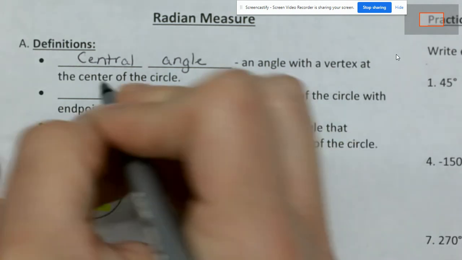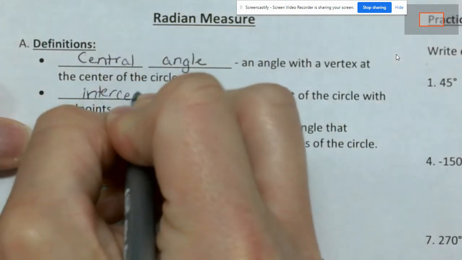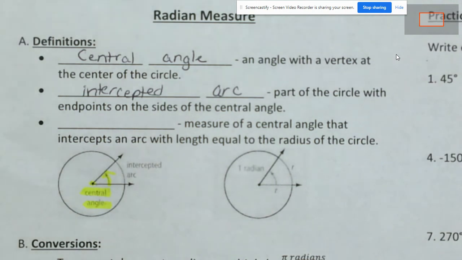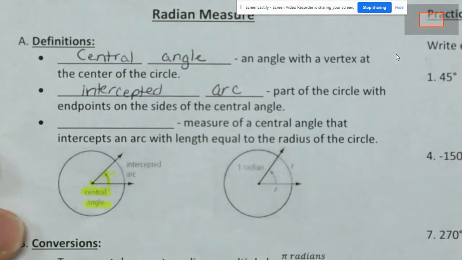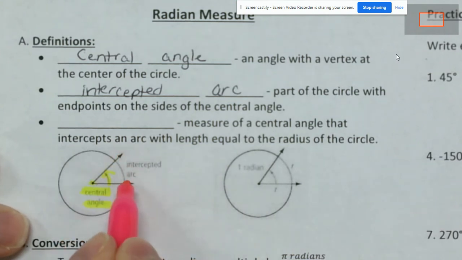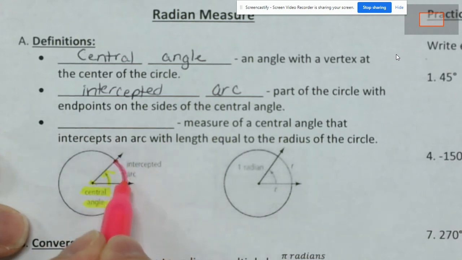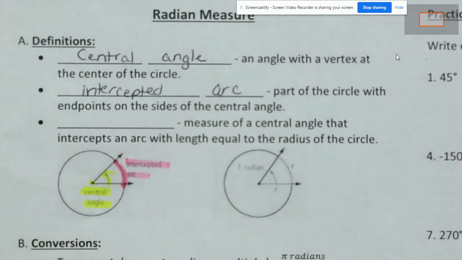The next one is the term intercepted arc. We've kind of already talked about that; we're just putting it in definition form here. It's the part of the circle with endpoints on the sides of the central angle. We've talked about an arc, but not an intercepted arc. So here's my central angle. You'll notice my endpoints here and here enclose this arc right here, which we call our intercepted arc.